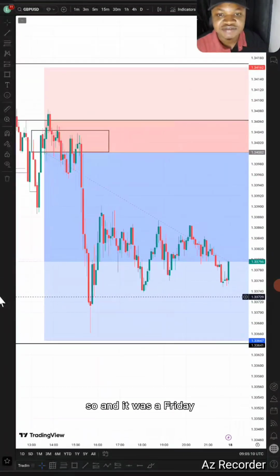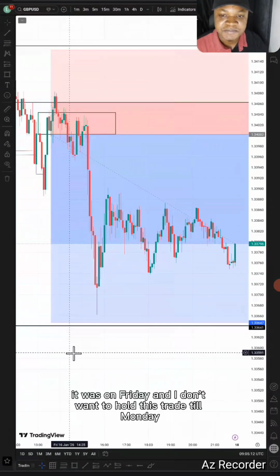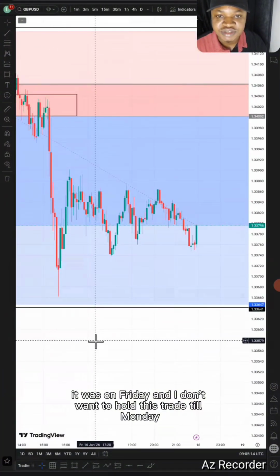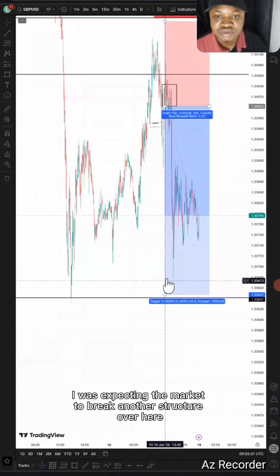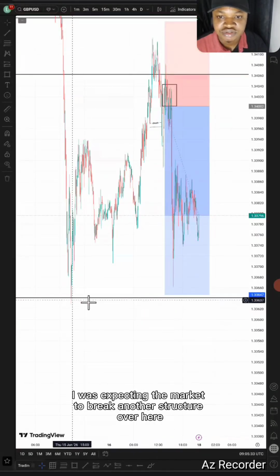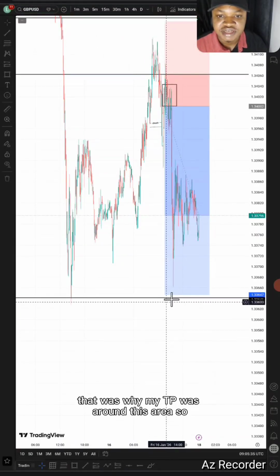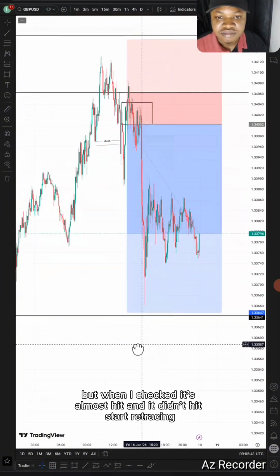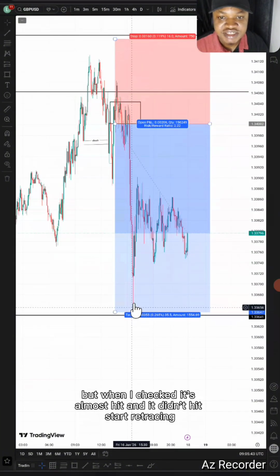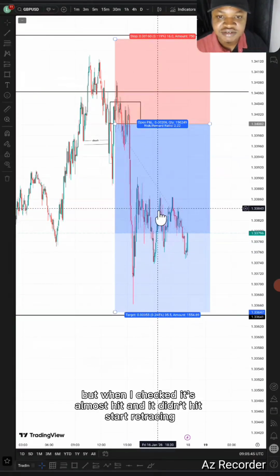It was on Friday, and I don't want to hold this trade till Monday. Actually, I was expecting the market to break another structure over here. That was why my TP was around this area. But when I checked, it was almost 8 and it didn't hit, it started retracing.